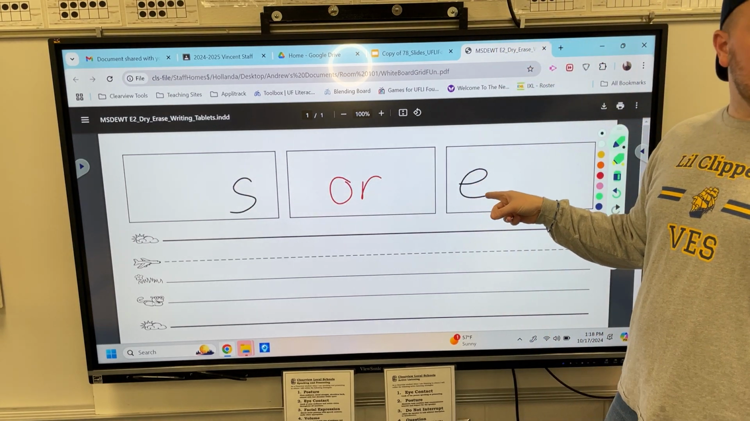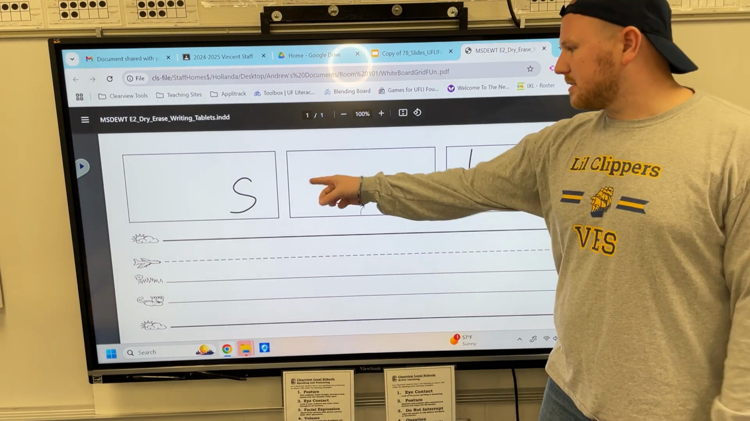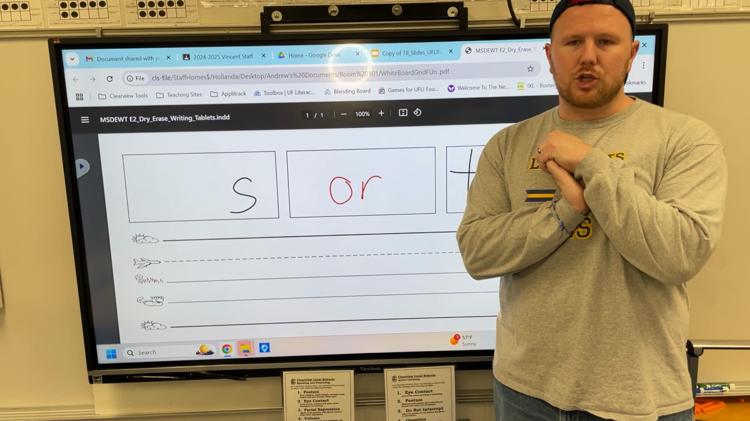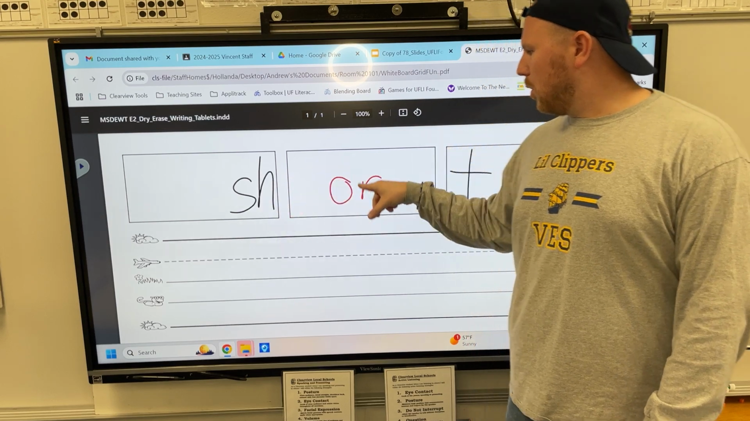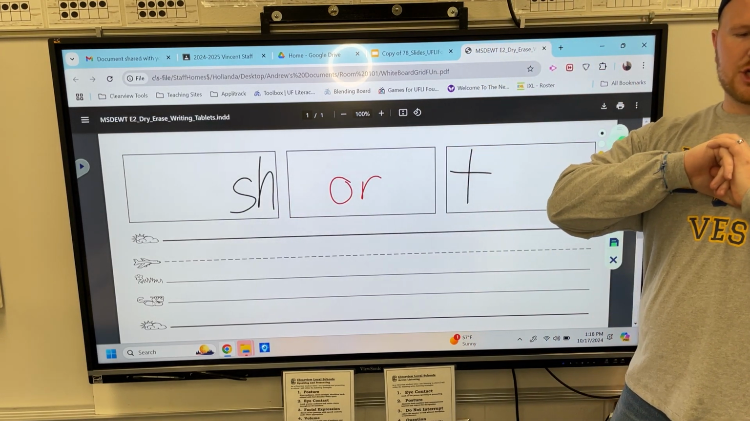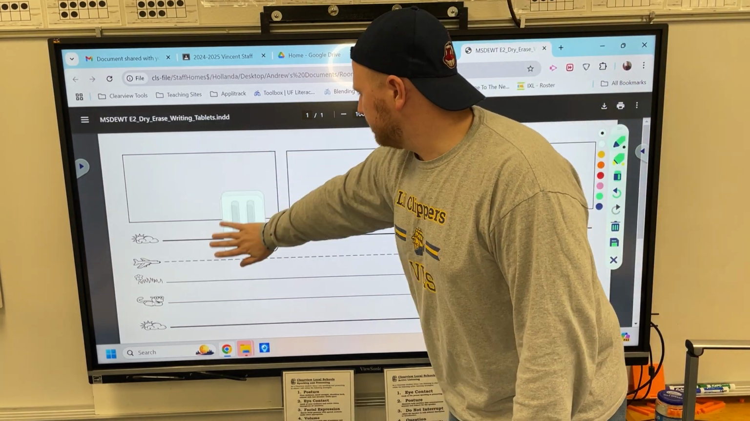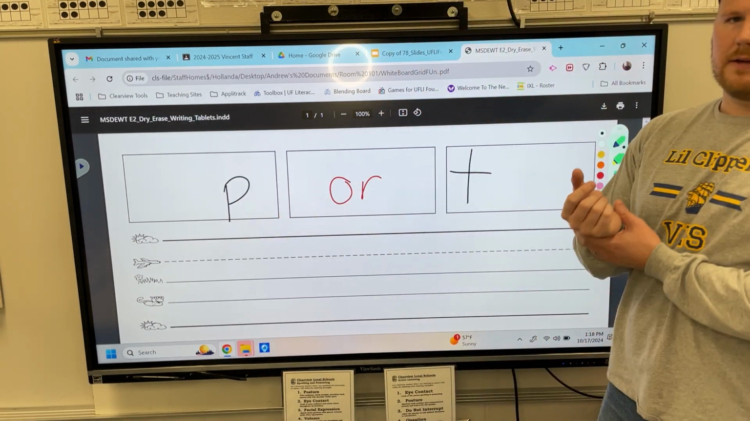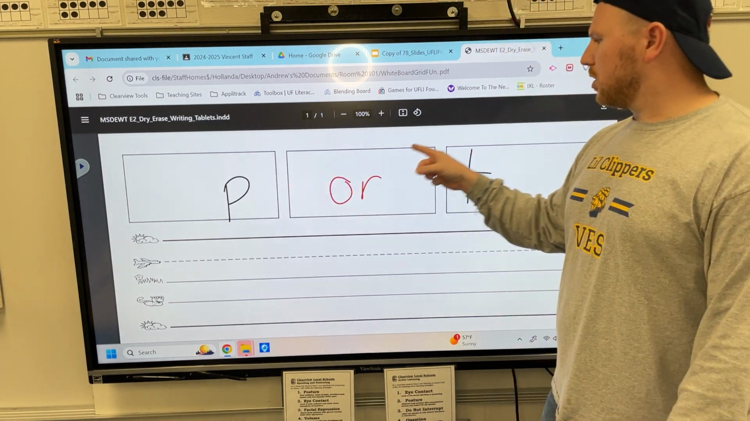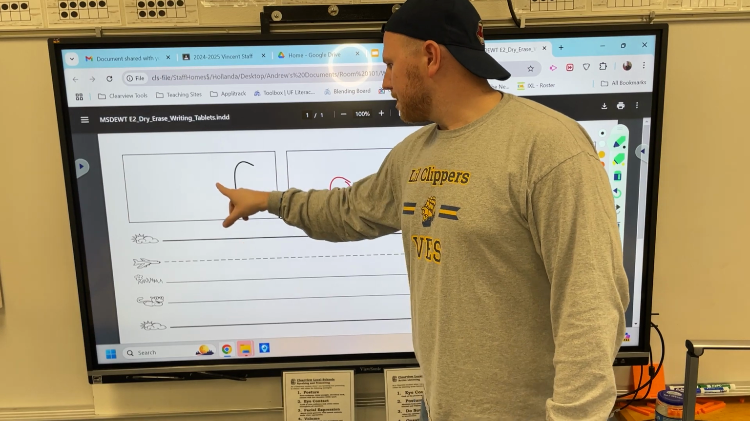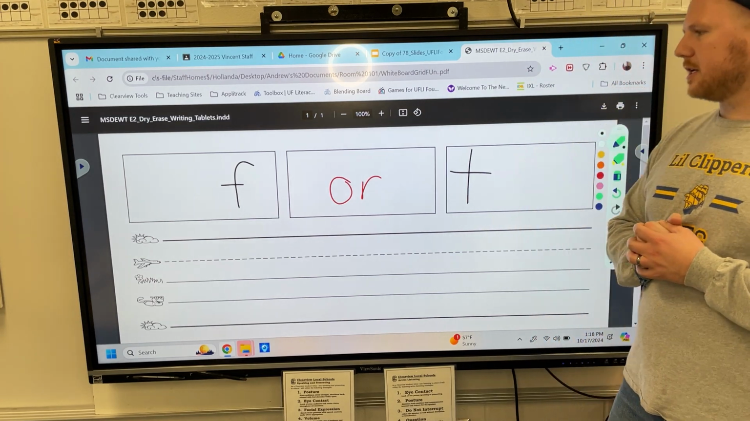S or t. Oh, now there is a sound at the end, so get rid of that E and add the T. S or t. Okay, now change sort to short. Sh or t. Great. Now we're going to change short to port. P or t. Very good. Now we're going to change port to fort. F or t. Last one. Change fort to fork.